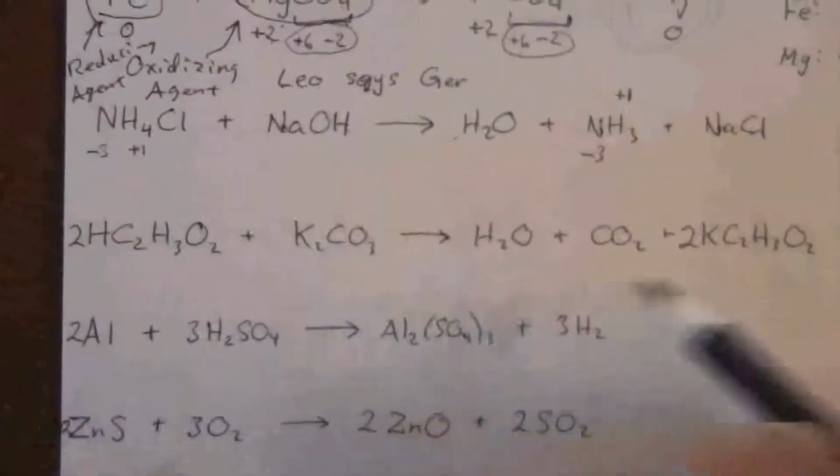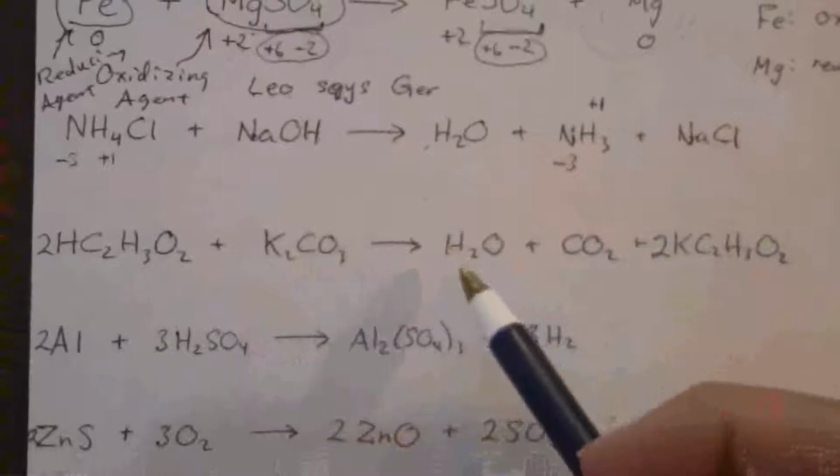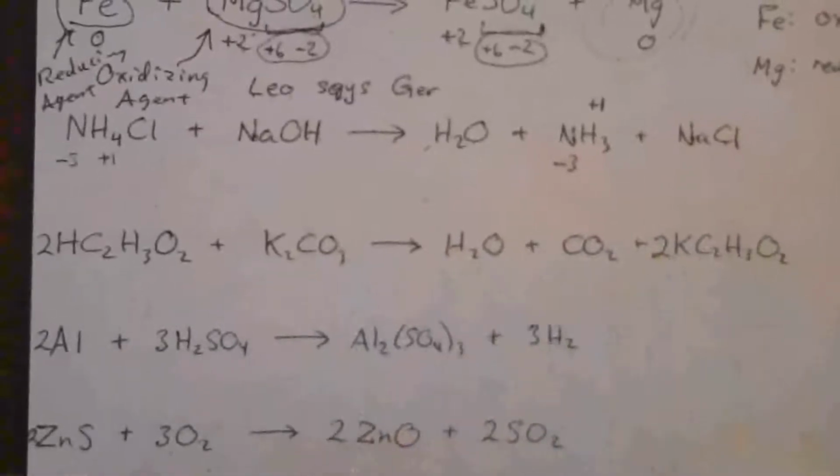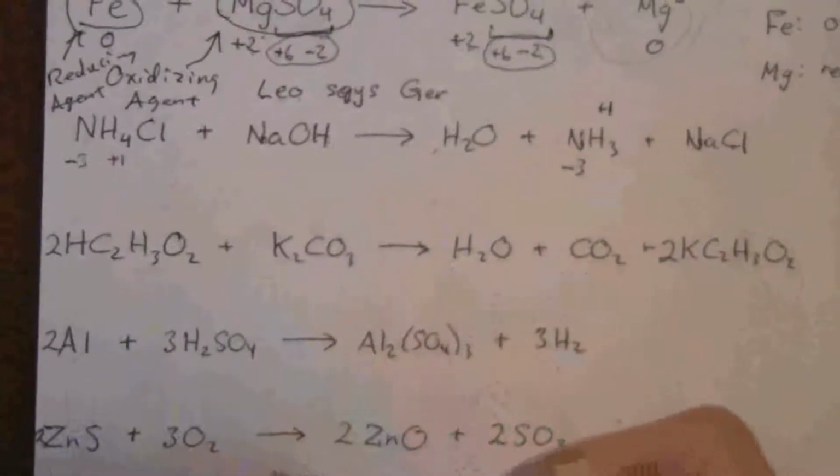C2H3O2, and this big long equation, potassium carbonate, water, carbon dioxide, and potassium acetate. Okay, so, and here's my acetic acid.